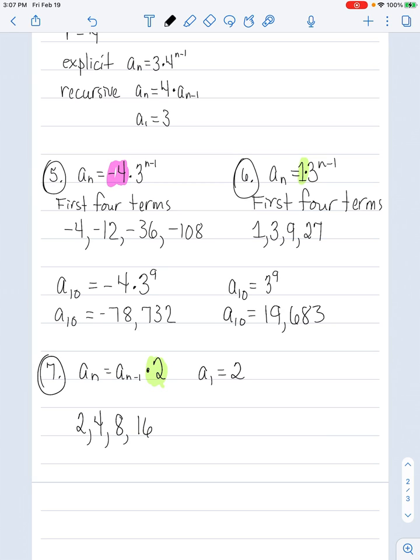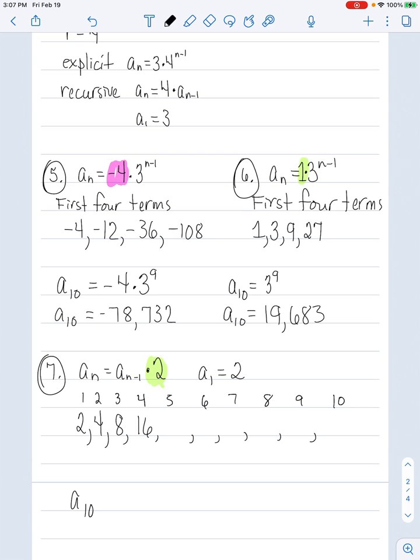But look at what happens if I ask for something like the 10th term for this one as well. With a recursive formula, I have to just continue on that pattern. I have the first, second, third, fourth. Now I need to find the 5th, the 6th, the 7th, the 8th, the 9th, and the 10th term. So I'm just going to keep on going, okay?